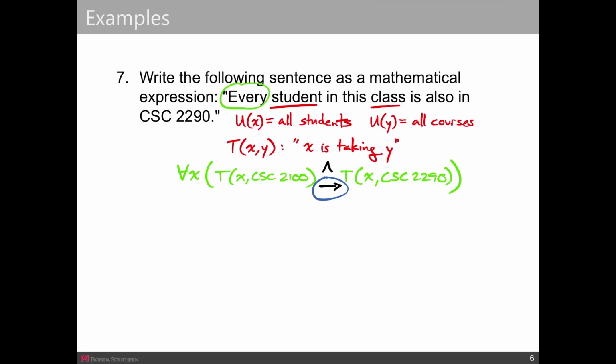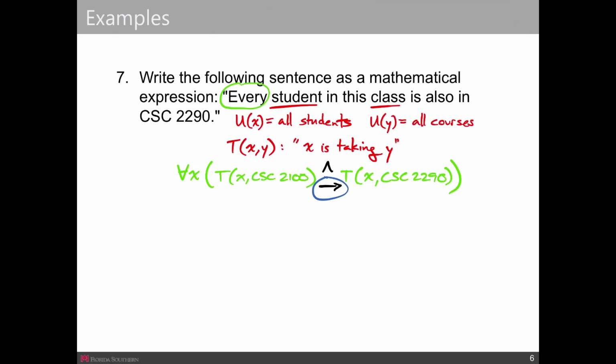So why does the conditional end up being more accurate? Well, recall that for the conditional, when the hypothesis is false, it doesn't matter if the conclusion is true or false. The whole thing is true anyway, right? If false, then the conditional is true. What that implies is that if you have a friend who's not in 2100, that's okay. They're not ruining the universal quantifier here because they would have a false hypothesis about being in 2100.